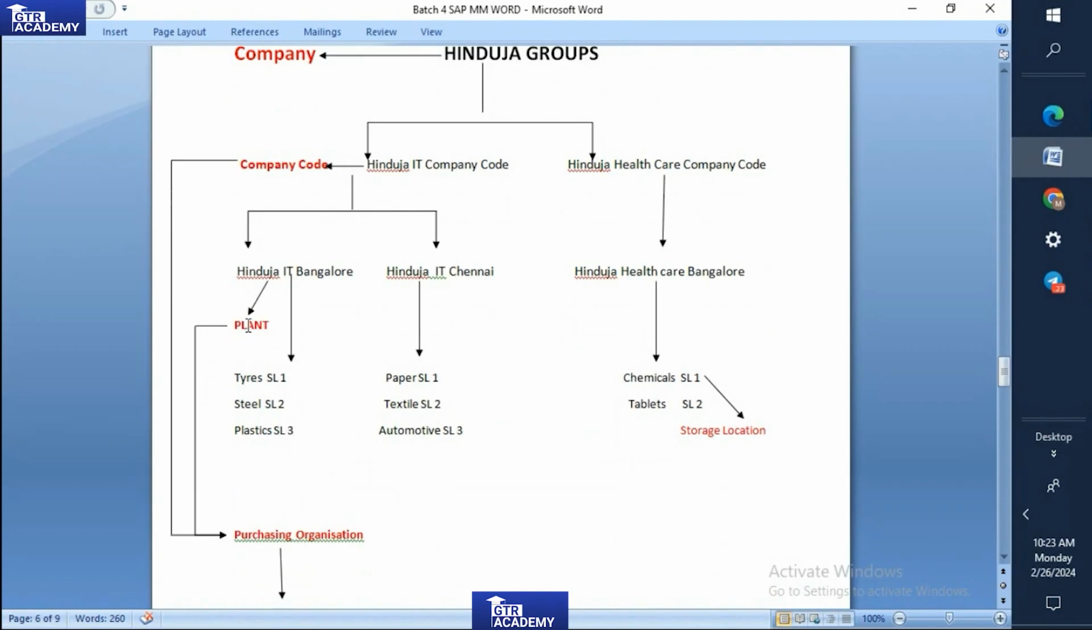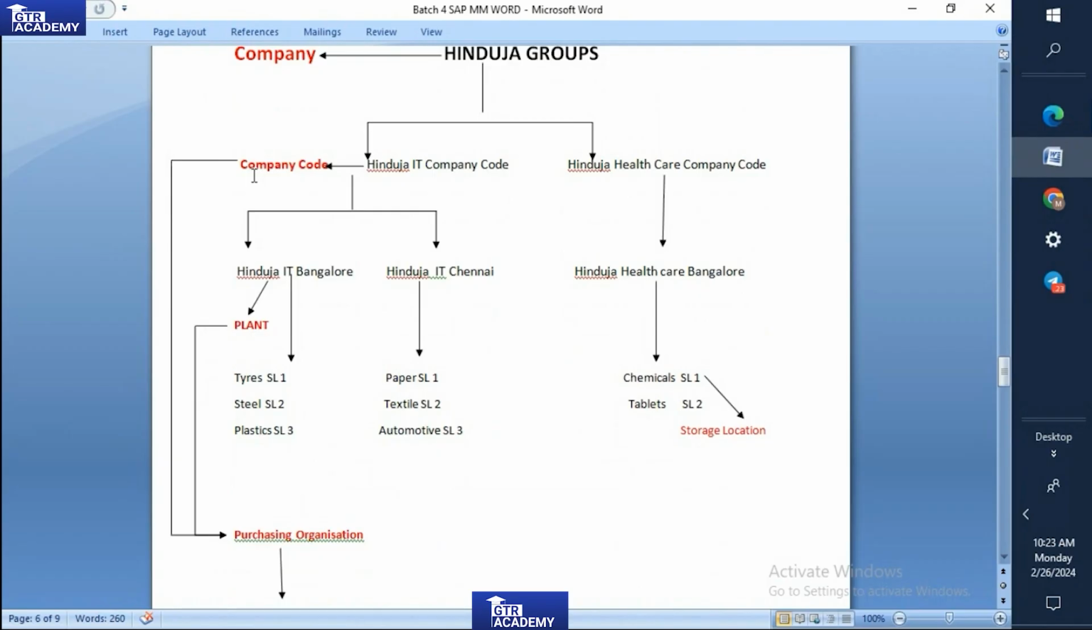Understood? Just write it down. Company and company code will be created by the FI team. In the interview also, they may ask how you will create a company or company code. You should answer that company and company code will be created by the FI team.